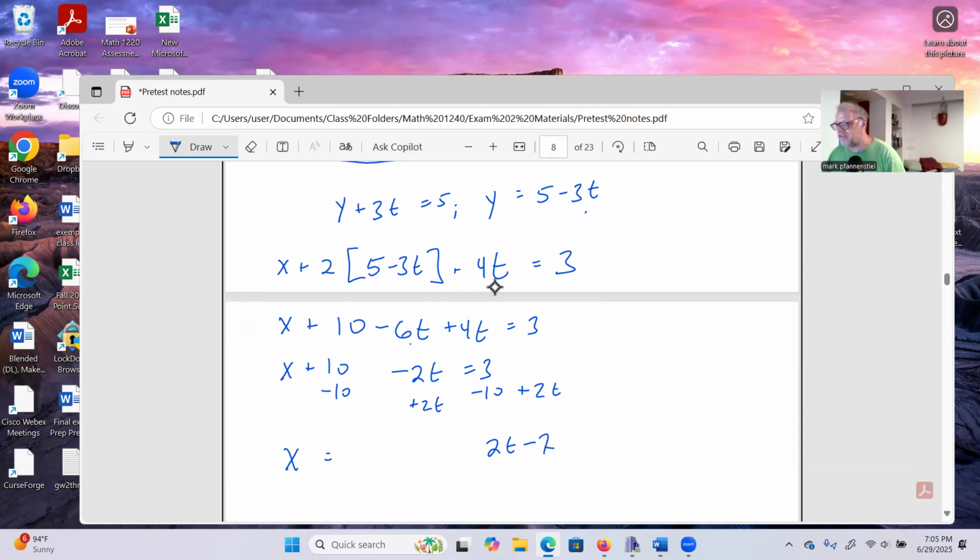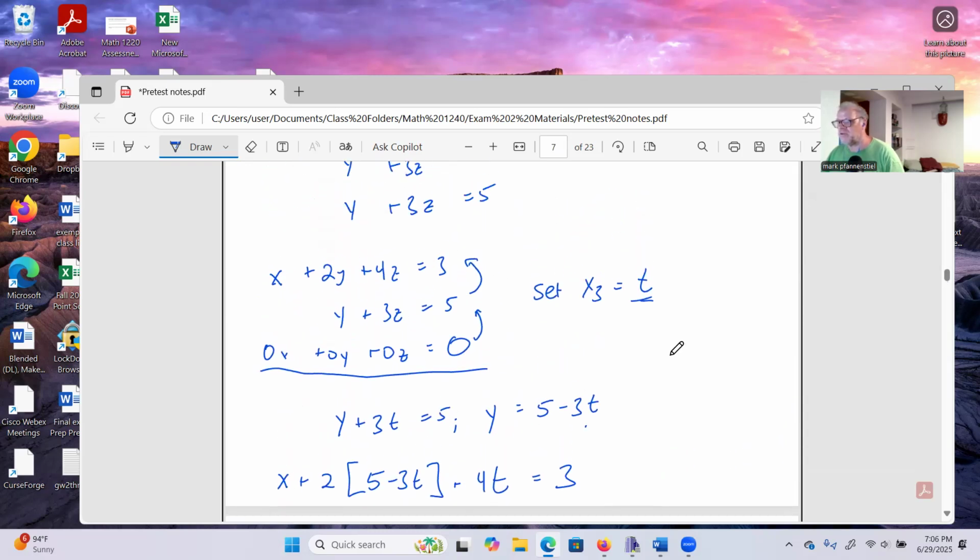Okay, so my solution set is going to look like a set of things that look like 2t minus 7. What was my y? 5 minus 3t, and then t. So anything that looks like 2t minus 7, 5 minus 3t, t, that'll work for my solution.